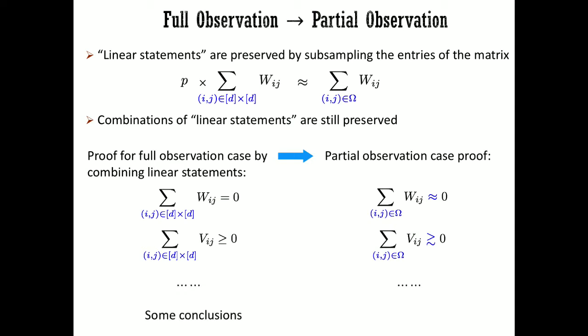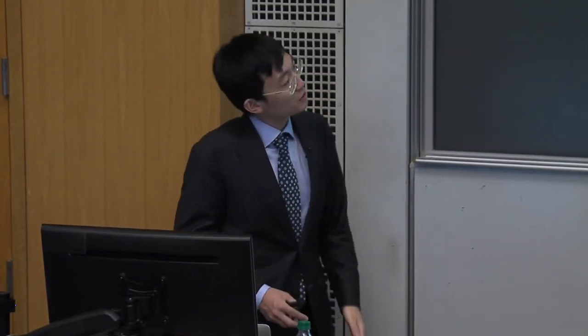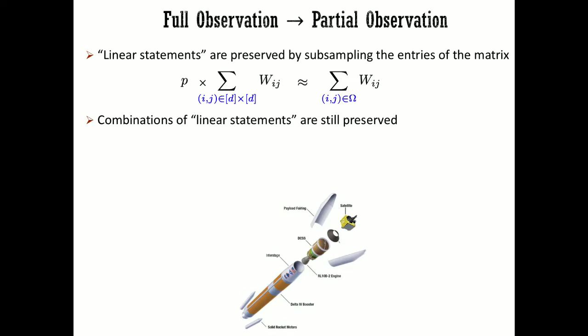And finally, suppose we combine the statements on the left-hand side and get some conclusion. Then you can use the same combination and get similar conclusions for the partial observation case. So in some sense, the strategy is basically like this. It's kind of like building a rocket from parts. You have this rocket called all local minima, or global minima. And suppose you can build this rocket using only linear parts, and each linear part is preserved by random sampling, then this whole rocket is preserved by random sampling, and the whole proof generalizes to the partial observation case.